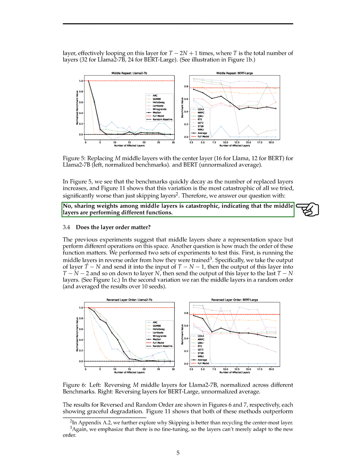By replacing the weights of middle layers with those of the center layer multiple times, we find that this significantly degrades performance, suggesting that the middle layers are not redundant and likely perform different functions.